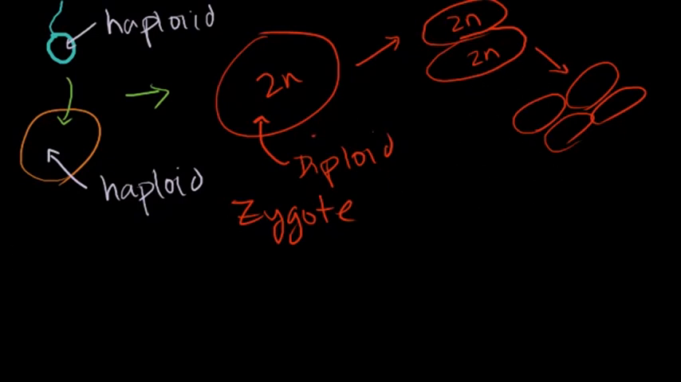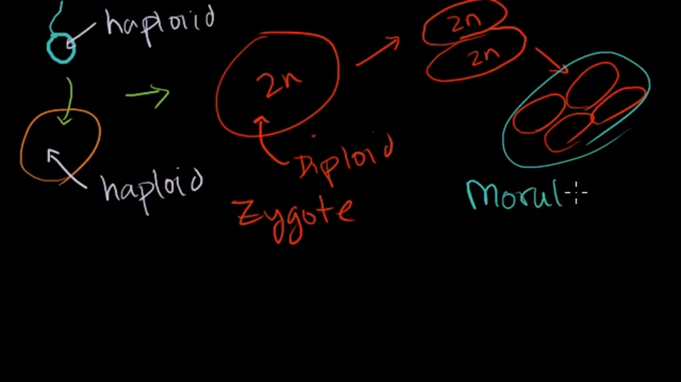And this mass of cells, we can start calling it the morula. Morula. It actually comes from the word for mulberry, because it looks like a mulberry. So let me simplify things a little bit, because we don't have to start here. We start with a zygote. This is a fertilized egg.